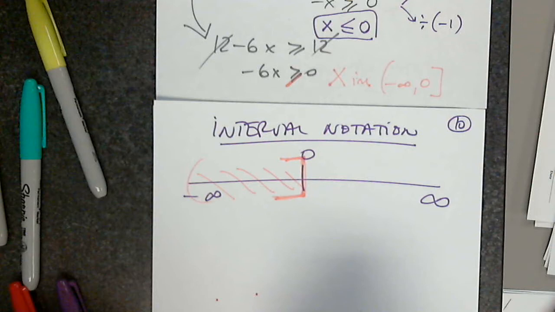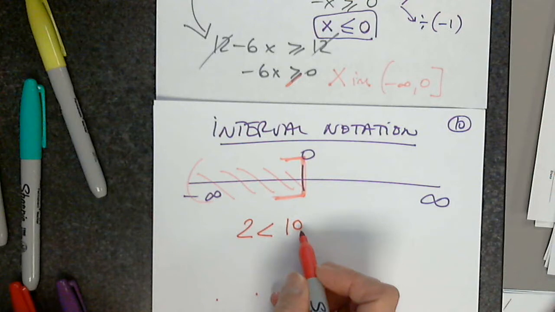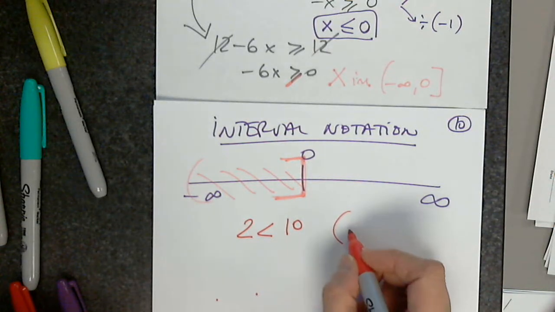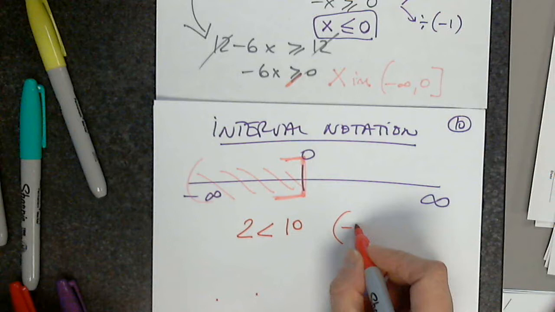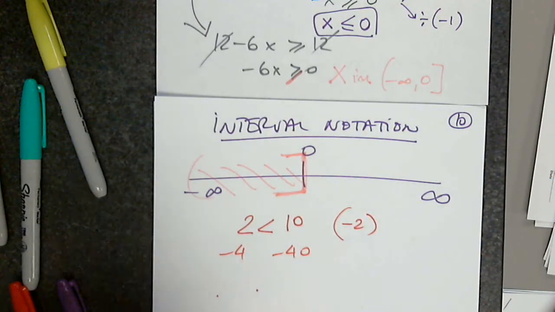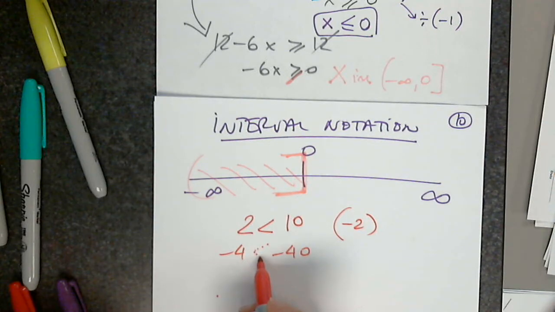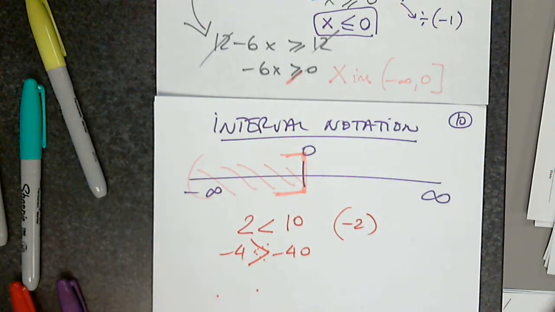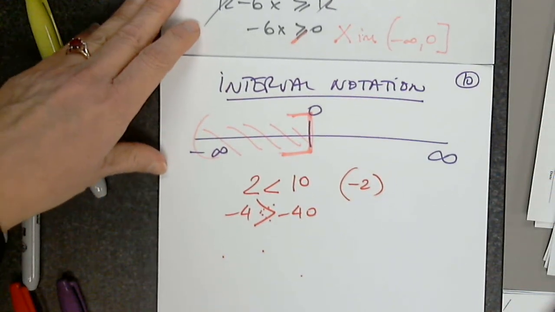Is 2 less than or equal to 10? Is it true? Yes. Would you like to have 2 or 10? 10, because 10 is bigger than 2, correct. Let's say dollars. But suppose I decided to multiply both sides by negative 2. This becomes negative 4, and this becomes negative 40. Is negative 4 still less than negative 40? No, it's greater than. So that's the reason why we have to switch the inequality symbol when we divide both sides by a negative number or multiply both sides by a negative number.